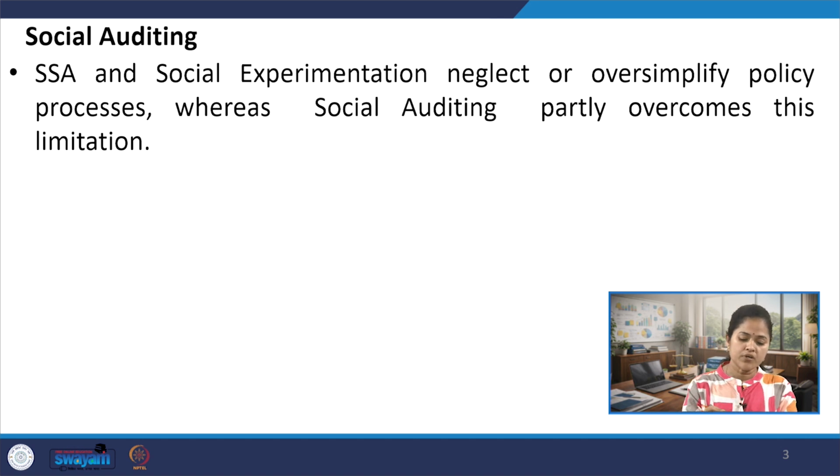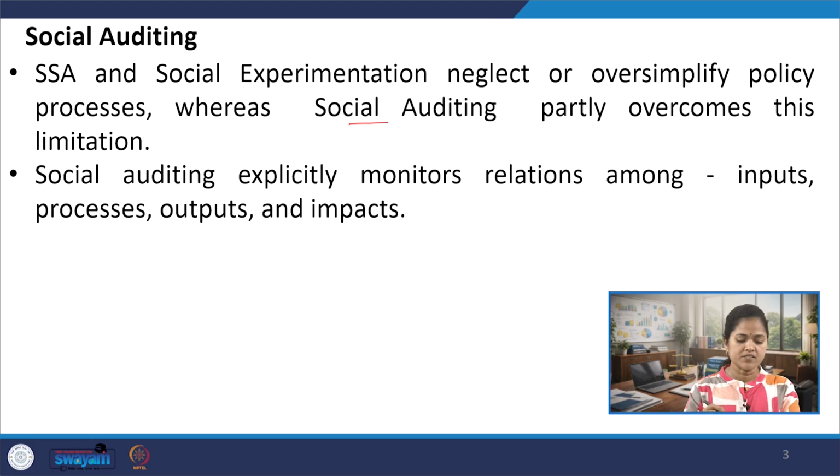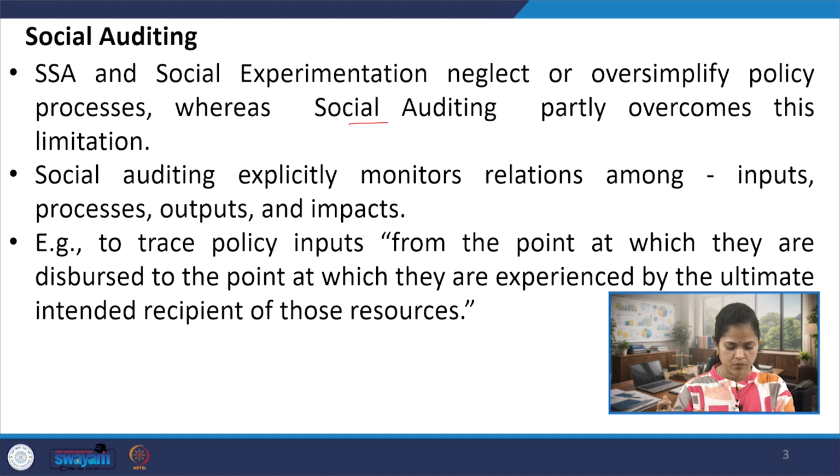But the third one, social auditing, partly overcomes these limitations by emphasizing detailed monitoring. That means in social auditing, we explicitly monitor the relationship among the different policy variables like inputs, processes, outputs, and also impacts. For example, through social auditing, we try to trace the policy inputs from the very beginning to the end. From endpoint to endpoint, detailed analysis and monitoring is included.